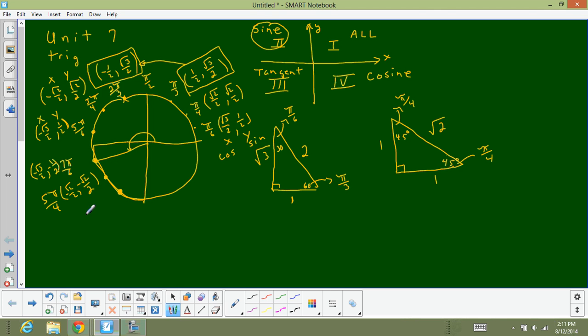So finally, when we get to what would correspond to 60 degrees in the third quadrant, when we get to 4 pi over 3, right? That's going to turn into a cosine of negative 1/2 and a sine of negative square root of 3 over 2. All right.